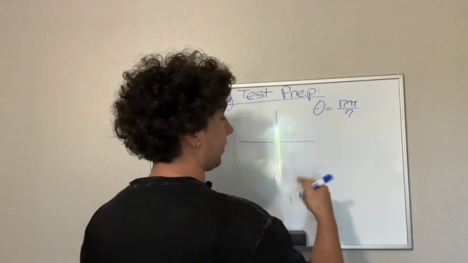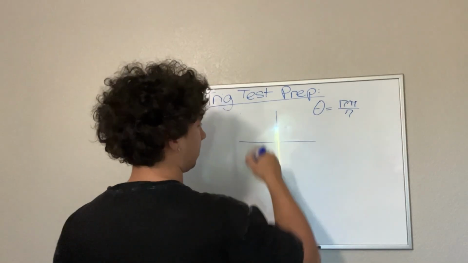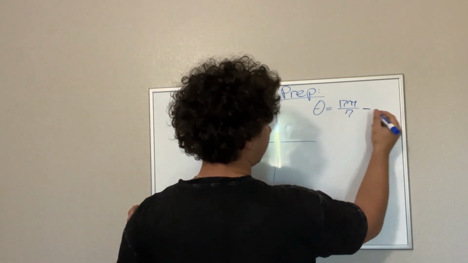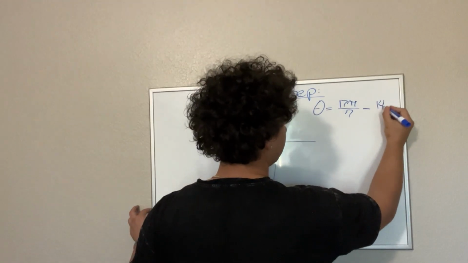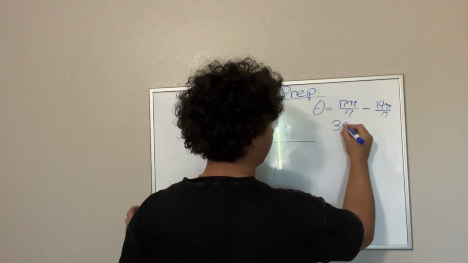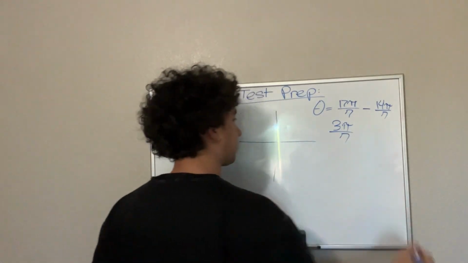That rotation is 2 pi. One rotation around a circle is 2 pi. So I'm going to subtract that. In order to do that, I need a common denominator. So 14 pi over 7. That's going to give me 3 pi over 7.